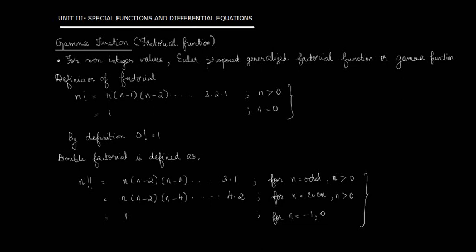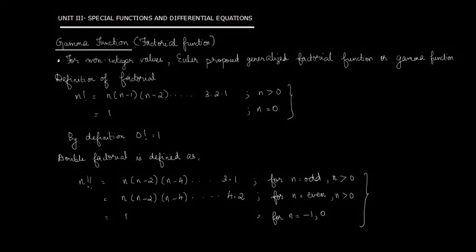First of all, we'll be seeing what the gamma function is. Gamma function is also called the factorial function, and this was proposed by Euler to find factorial for non-integer values. We all know that factorial can be defined like this: n factorial is n into n minus 1 into etc., 3 into 2 into 1 for n greater than 0, and by definition 0 factorial is given as 1.